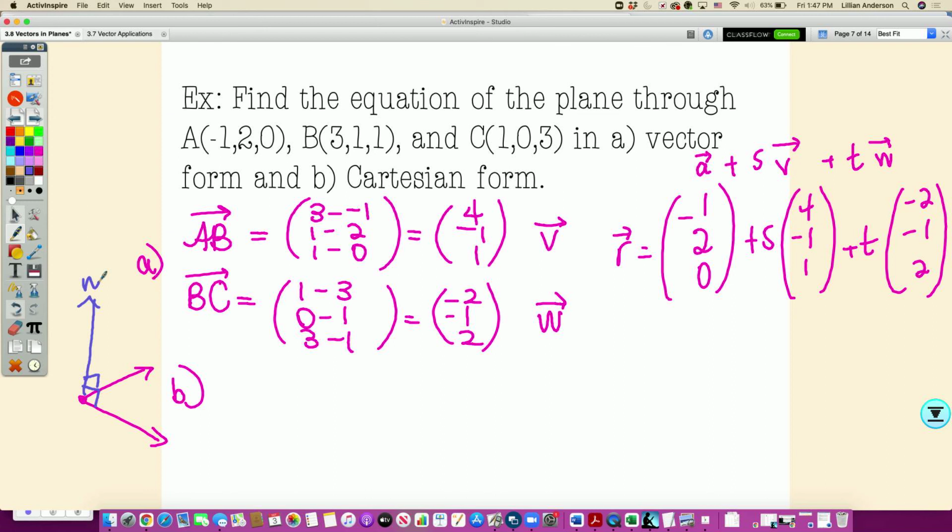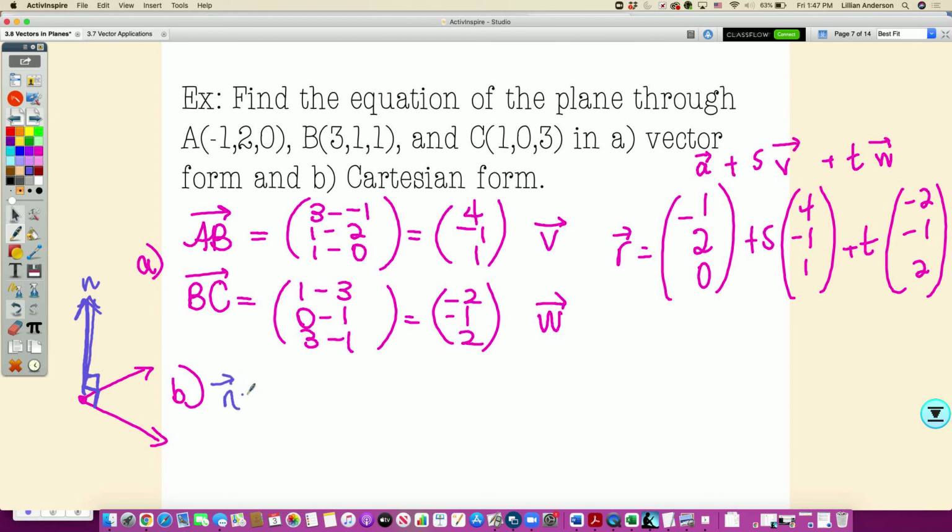So in order to find n, we would need to do what? The cross product of V and W. We would need to do the cross product of V and W, okay? Because, remember, perpendicular involves the cross product. We also talked about that. I can't remember which lesson it was. I think it was actually our last lesson.